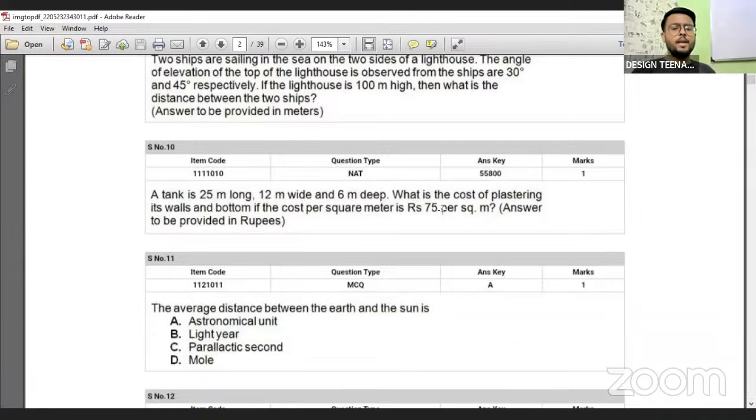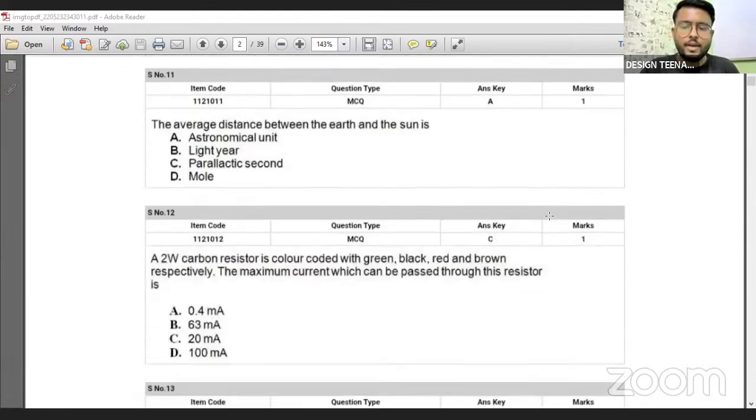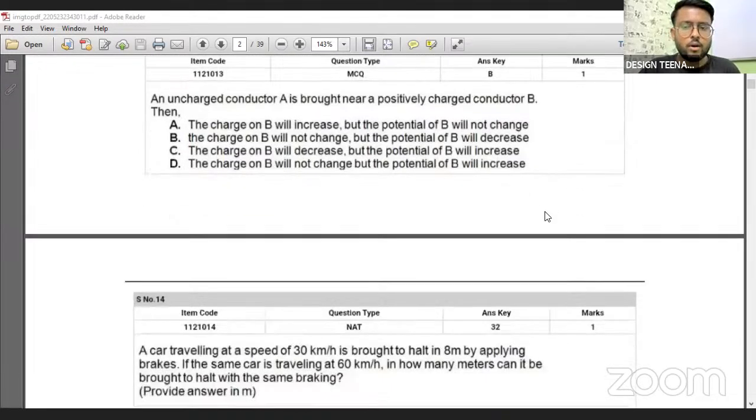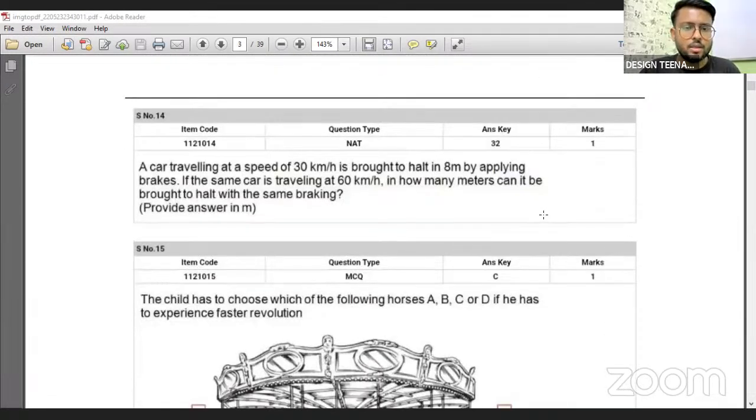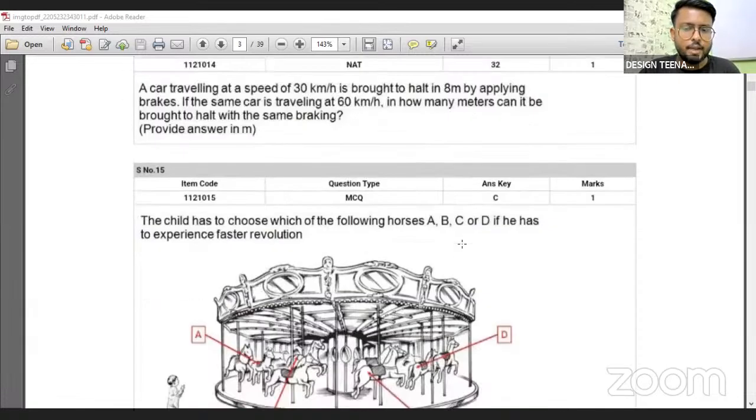The average distance between Earth and Sun is, okay, see, again the same pattern is being followed. Are you guys following? The same pattern is being followed till question number 10. First 10 questions, 1 mark each of maths, followed by the questions of physics. We will see how many questions are there. These are all basic theoretical questions. In between we have got numerical as well.